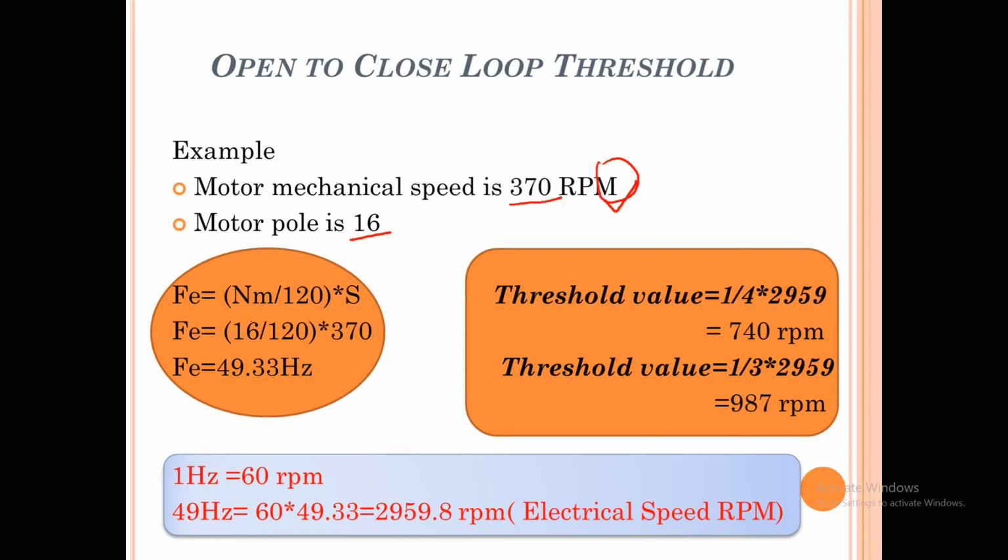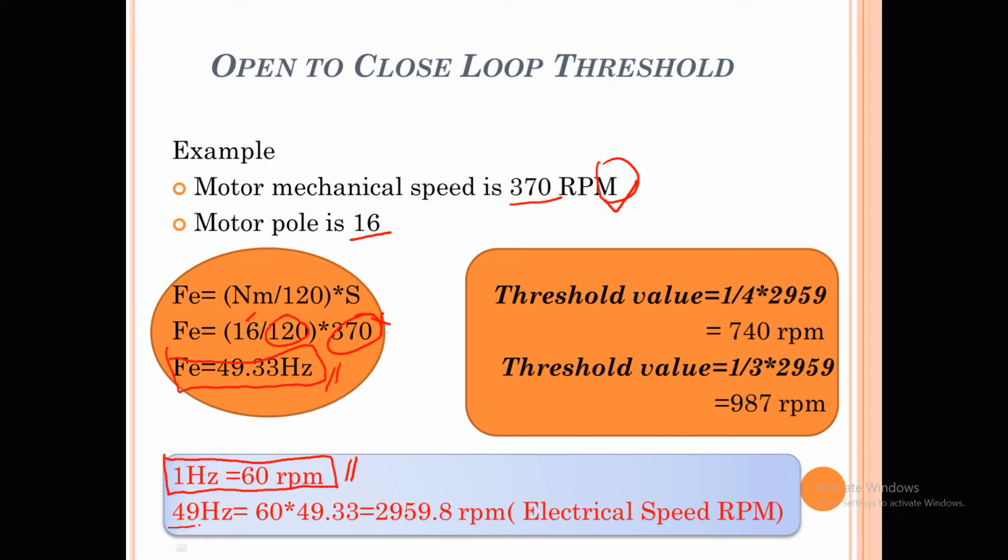So N is equal to 16, and this is the formula: 120 divided by N, multiplied by S, that is actually in RPM. If you calculate this value, you are going to get the electrical frequency of 49.33 Hertz. You may calculate this value by using your calculator. Now what we need to do, we have 1 Hertz is equal to 60 RPM. That's the general formula.